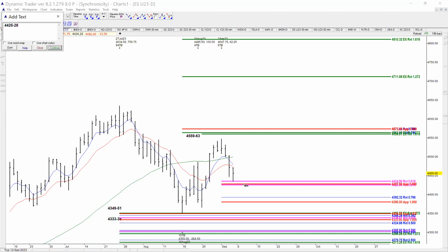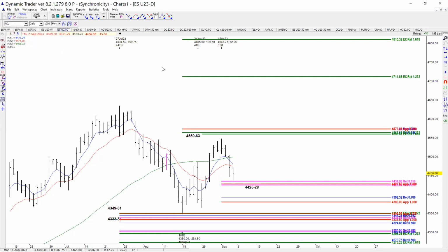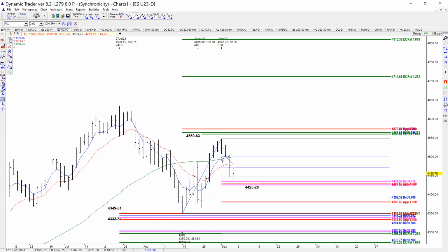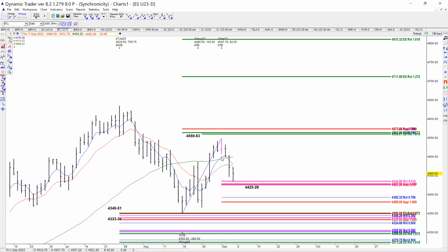What I do like about that setup is it includes a 618 from this more recent low. Not only does it include symmetry, but it includes a 618 from this low of the 18th of August to this high on the 1st of September. So not only do we have symmetry, we have a 618 also. So I'm a big fan. I hope that answers your question. Great job.